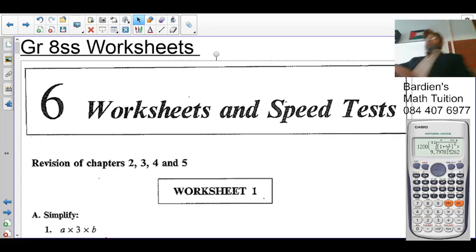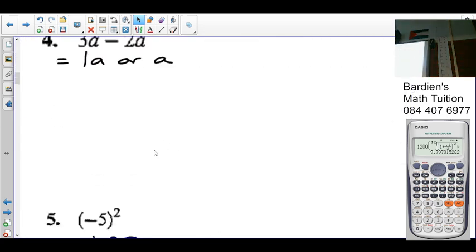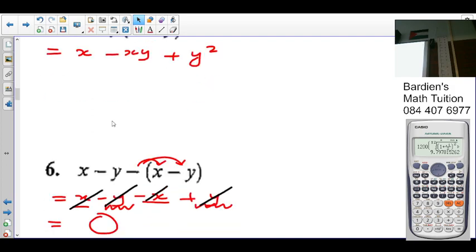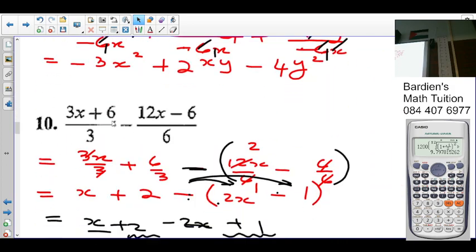Good morning, class. So today we're looking at the worksheets. We're on worksheet 3. Is that correct? We're on worksheet 3 at this point. And worksheet 3 is on page 80.